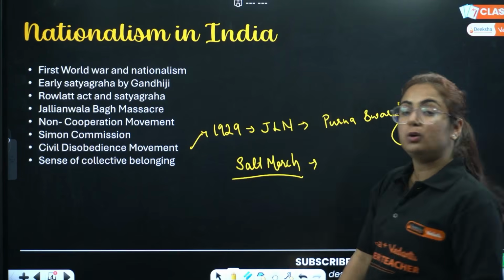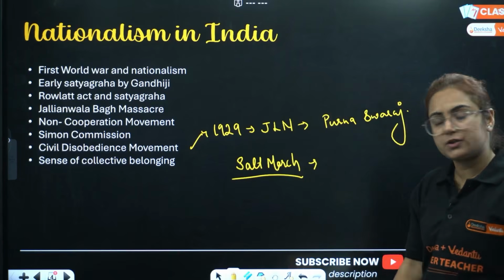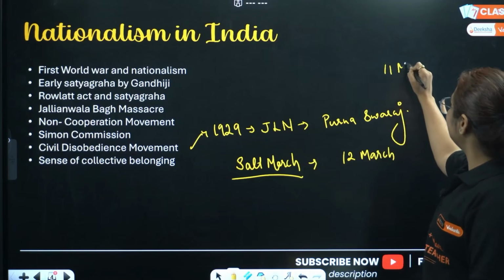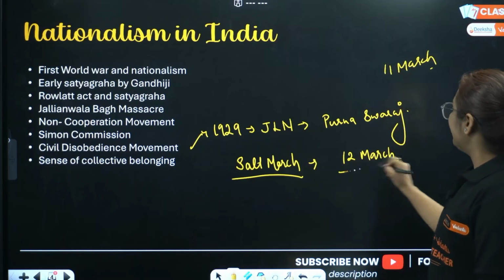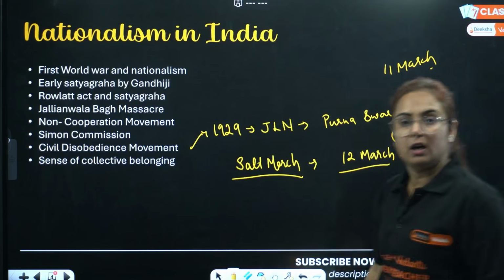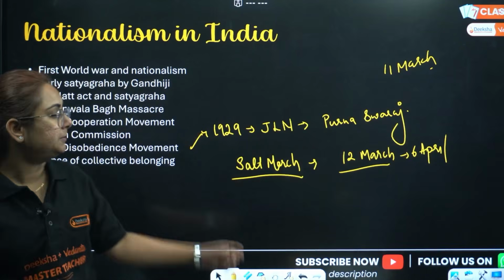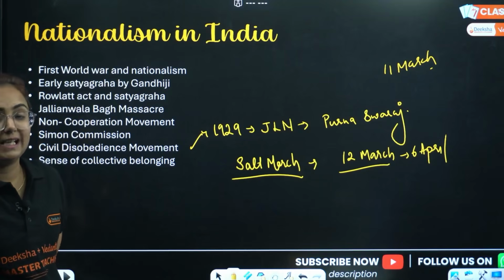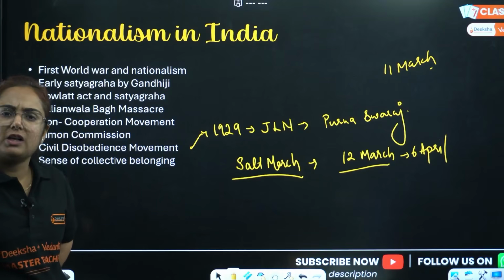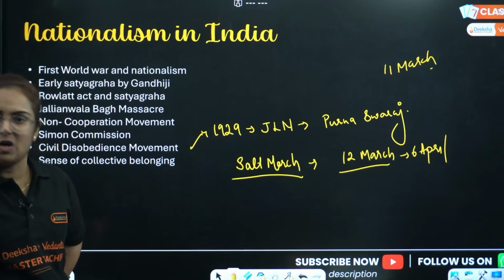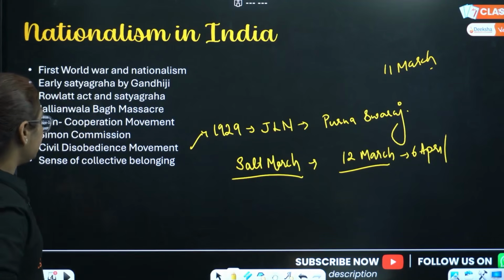Okay, Salt what, my dear students? March. From 12th of March, because ultimatum was given till 11th March if not accepted, 12th of March to 6th April, 28 days. Okay, 28 days. This march was done with 78 delegates, and later many people joined the Salt March and even organized in their regional areas too. Okay, now what happened with the civil disobedience movement?